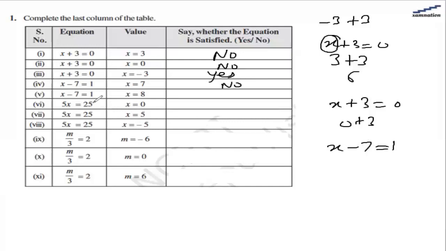And in the fifth part, the equation is x minus 7 equal to 1. So the value for x is given as 8. So when we replace x with 8, we get 8 minus 7, which is 1. So the equation is satisfied.